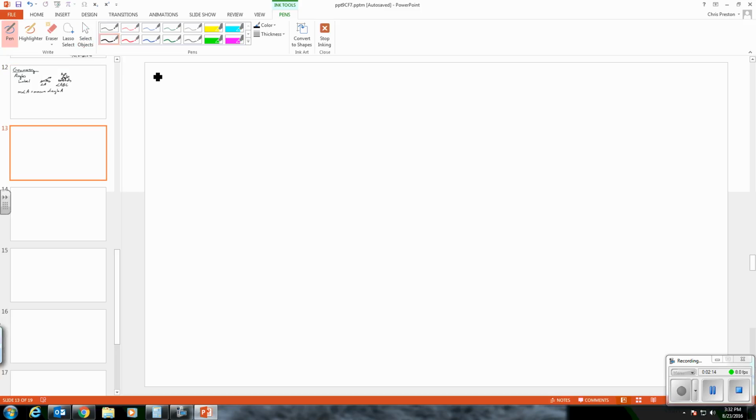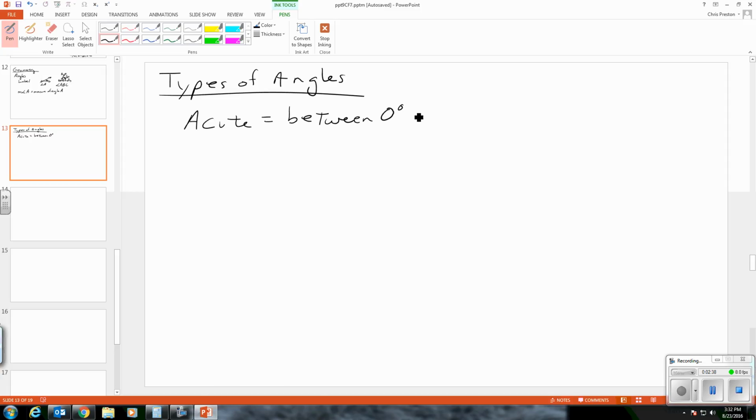Some quick, a few types of angles. I do that every time. Not angels, angles. All right. So a few types of angles. We have an acute. This is between 0 degrees and 90 degrees. So that would be a type of an acute angle. Like it's small, it's acute, right? Or sharp, acute pain. It's a sharp angle.